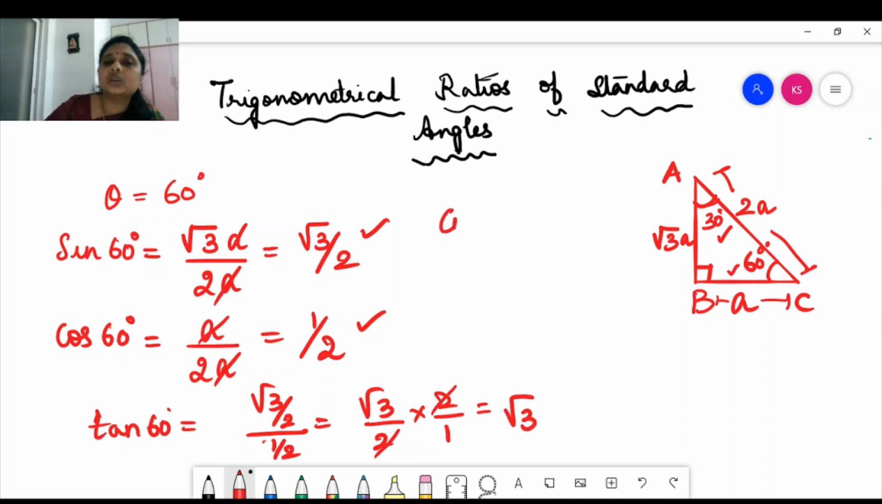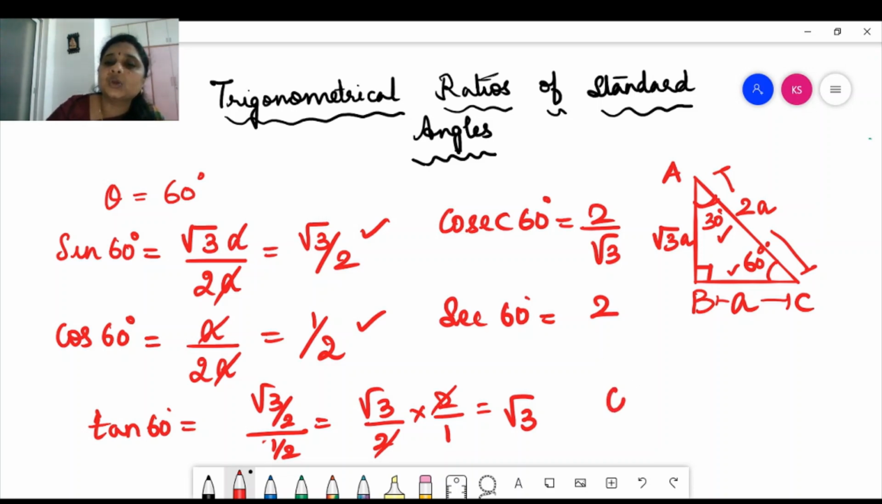Okay, so now I'm going to find the cosecant 60 value. That's the reciprocal of the sine, so I get 2 by root 3. Then the secant 60 value, that's the reciprocal of cos. I'm going to get 2 by 1, that's nothing but 2. And then cot 60 value is the reciprocal of tan 60. So how do I find the reciprocal of this root 3? I write it as 1 over root 3. Right? So these are my T ratio values of the angle 60 degrees.